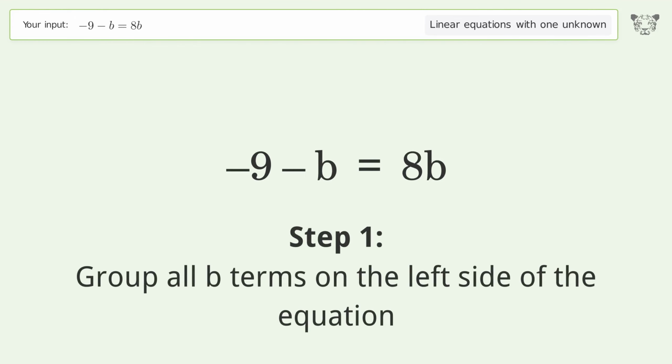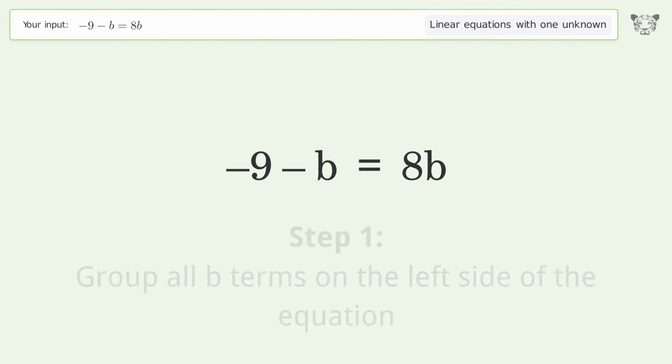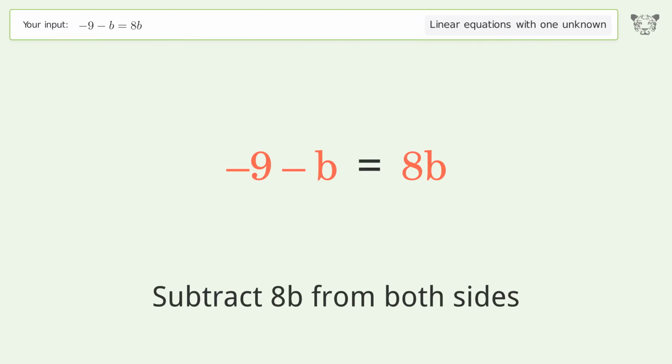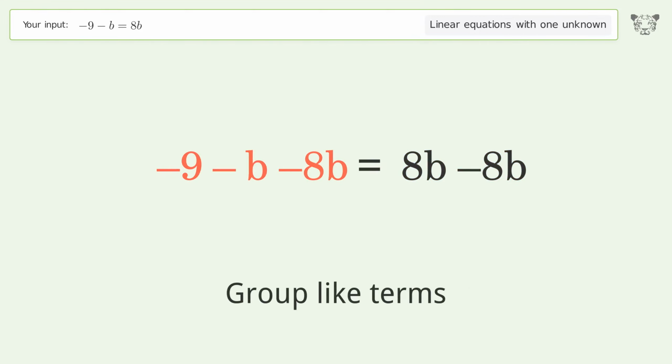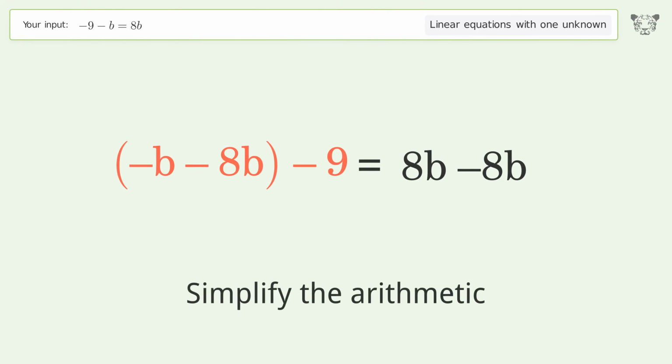Group all b terms on the left side of the equation. Subtract 8b from both sides. Group like terms. Simplify the arithmetic.